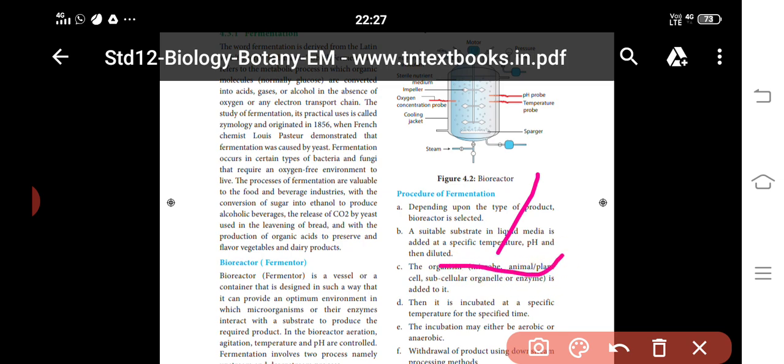It may be bacteria or yeast. Whichever organism you select is added to the fermenter. Next is the incubation period. Each organism has a specific incubation period, a specific time. The incubation takes place either aerobically or anaerobically, which you select first. Then the product is withdrawn using the downstream process: distillation, centrifugation, filtration. Next, the product is given as the sub product.